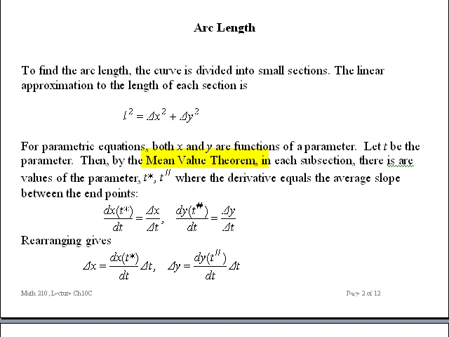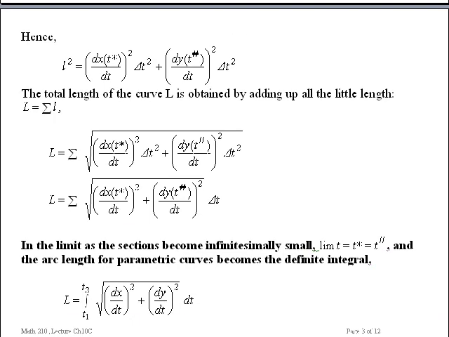Then we're going to rearrange a little bit and find a new expression for delta x. Delta x is the time derivative of x times delta t, and delta y is the time derivative of y times delta t. And we're going to substitute that. Now we have an expression for this length in terms of the parameter t. So we're going to add up all these little tiny lengths, and in the end we're going to take the limit.